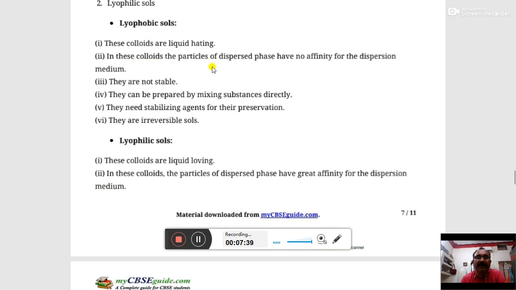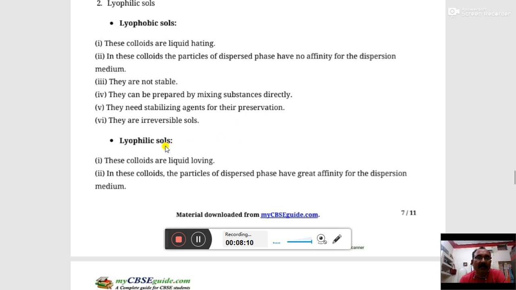In this colloid, the particles of the dispersed phase have no affinity for the dispersion medium, that means they cannot easily dissolve. They are generally unstable. They can be prepared by mixing the substances directly. They need a stabilizing agent for their prevention and preservation, and they are irreversible sols. Just like a mixture of oil and water, that is an example of a lyophobic solution.